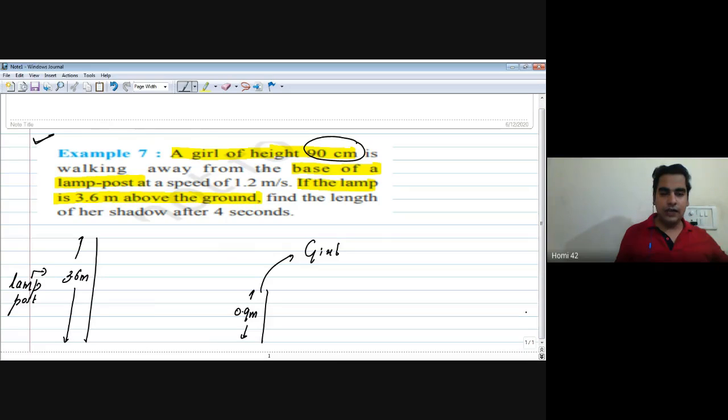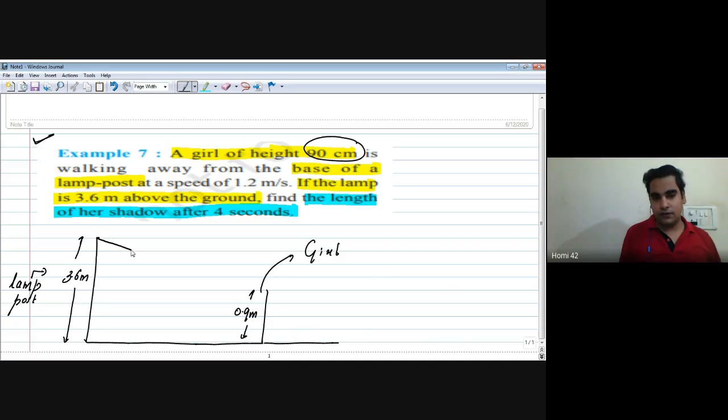Now what do we need to calculate? We need to find out the length of her shadow after 4 seconds. So see how we can do that. This is the distance between the girl and the lamppost we have right now, and this is her shadow. Let us join the tip of both the lamppost and the girl. This is the figure that we are going to get. Let's say this is A, this is B, C, let's say this is D, and this is E.